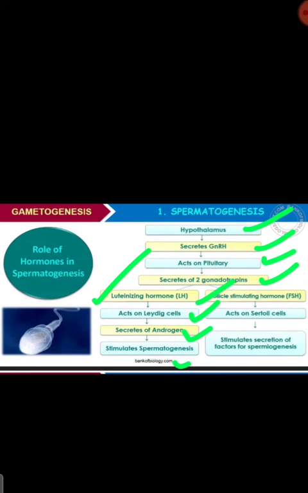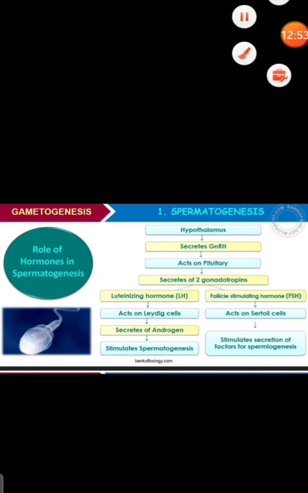And the follicle stimulating hormone, which acts on Sertoli cells, stimulates the secretion of factors of spermiogenesis, which are required for the transformation of the spermatids into the sperm. So this is the role of hormones in spermatogenesis.